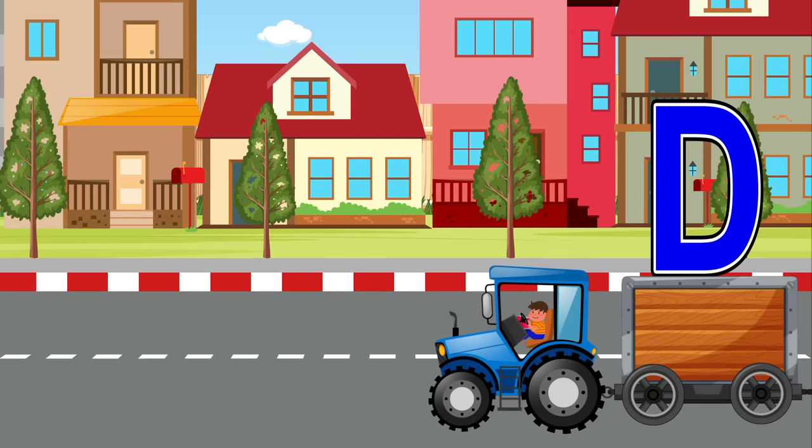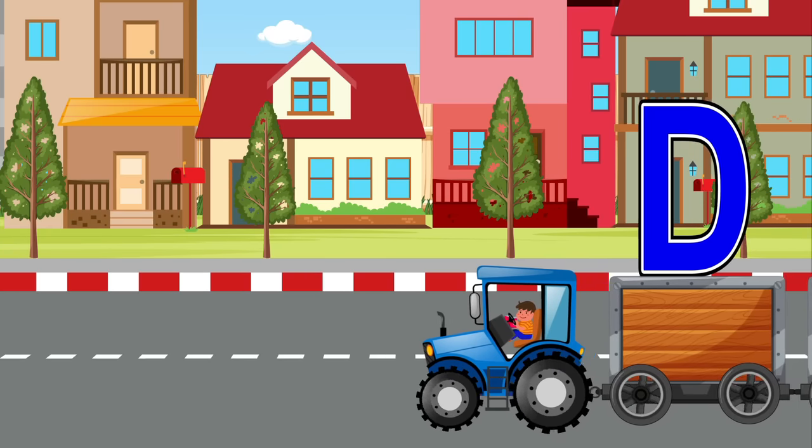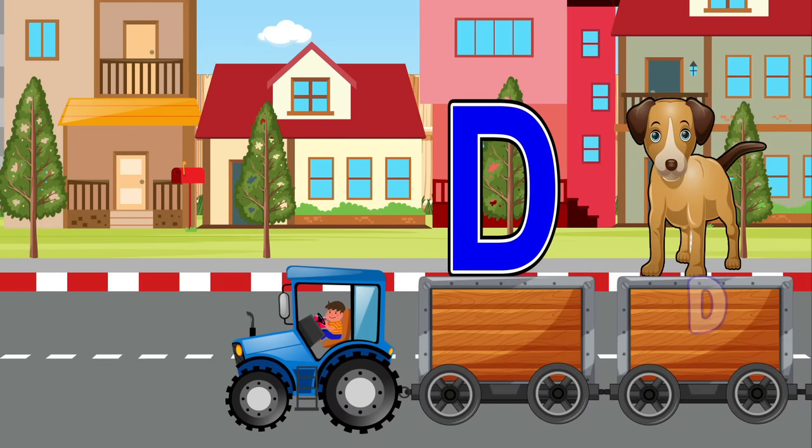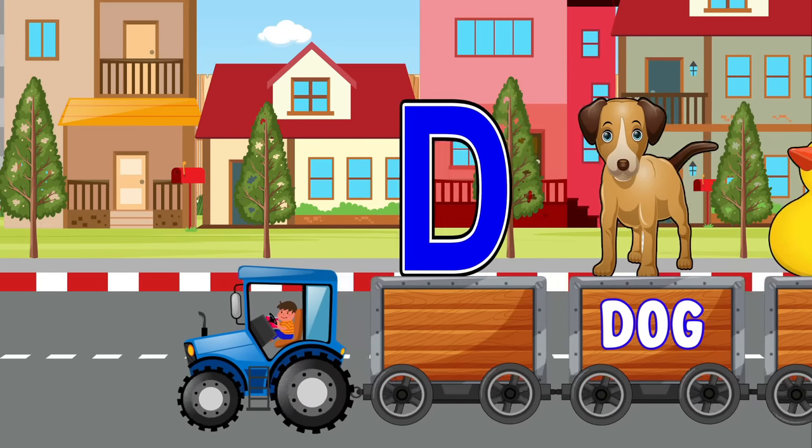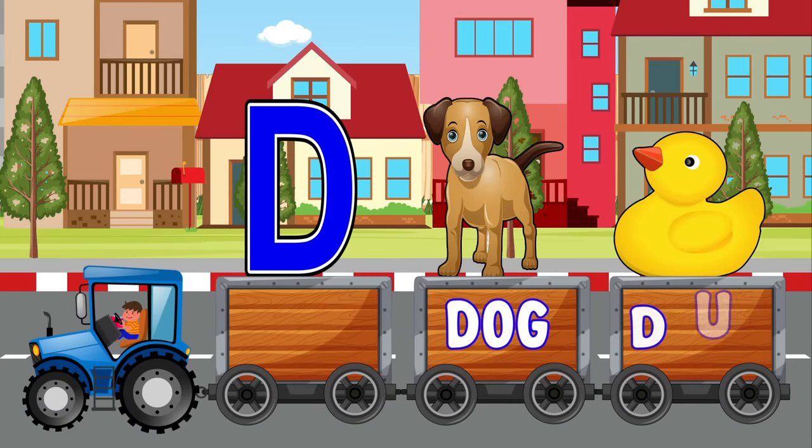D. Letter D is for dog. Letter D is for duck.